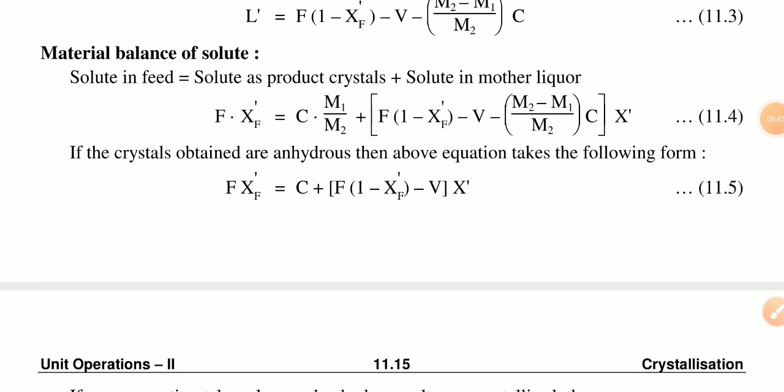If the crystals obtained are anhydrous, the above equation takes the following form: F·x'_F equals C plus (F minus V)·(1 minus x'_F)... multiplied by x'. If the crystals obtained are anhydrous, the equation takes this form: F·x'_F is equal to C plus F multiplied by 1 minus x'_F minus V, multiplied by x'.